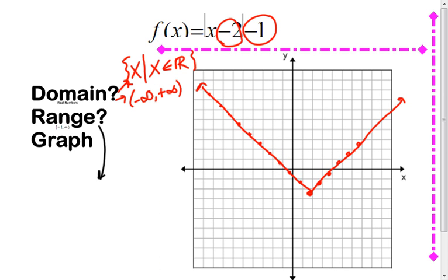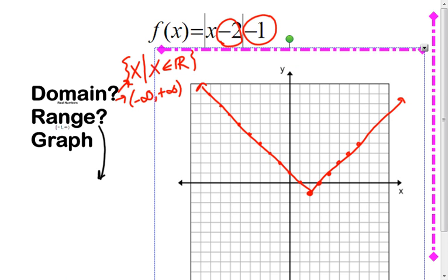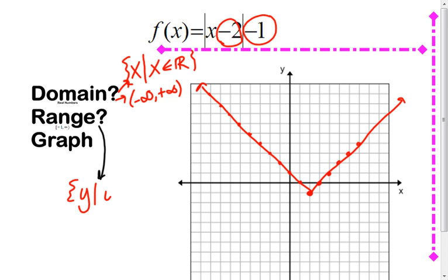Okay, so your range would be from -1 up to positive infinity. So your range could look something like this. Or it could look something like this. However you want to do that. But those are the two ways that you would define its range, okay?